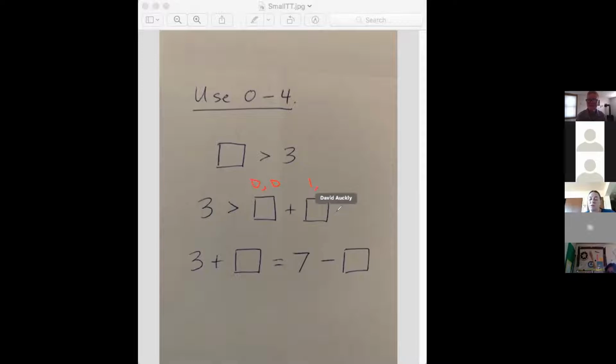Well, the first one, the box is going to be 0, 1, or 2. The first one could be 4, definitely, because 4 is greater than. Oh, it's greater than. Okay. Yeah, I'm dyslexic this morning. Sorry. Oh, no problem, it's Saturday. Thank you. I think I had enough coffee.